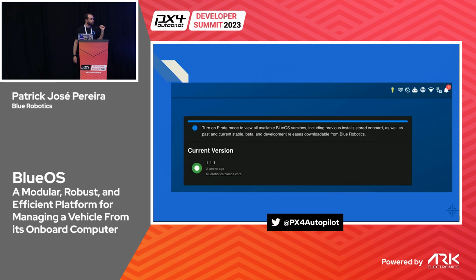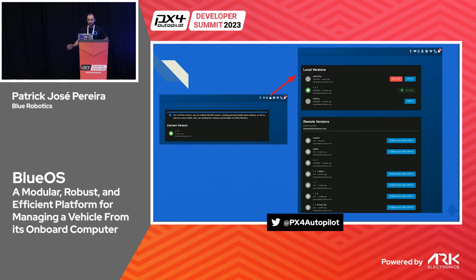And you can also do firmware updates, software updates in BlueOS. In this case, it's running the latest, 1.1.1. Otherwise, an update icon would show up. But it tells the user to turn on pirate mode to view all available BlueOS versions, including previous installs stored on board, as well as the current stable, beta, and development releases downloadable from Blue Robotics. For that, you just enable pirate mode, and you have access to all available BlueOS versions locally. In this case, there is an add-beans version that I was working on locally, and also the factory BlueOS image.